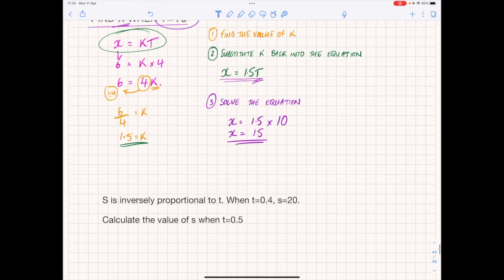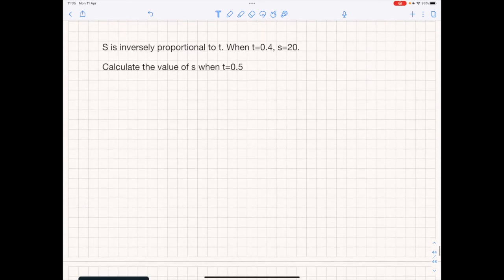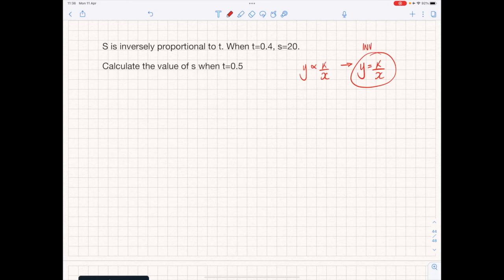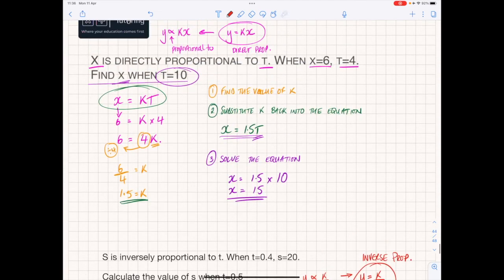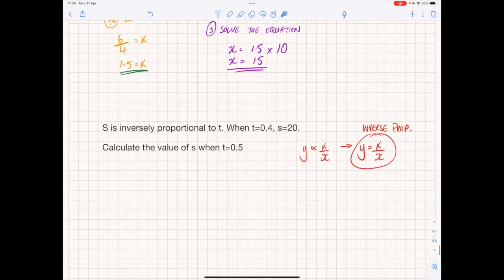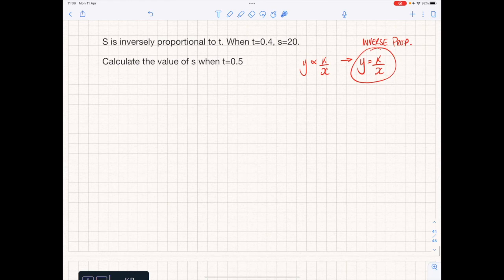Okay, so now let's look at inverse proportion. So here's an example of an inverse proportion question. What we're saying here is that instead of using y equals kx, we're saying y is inversely proportional to x, so we can also write this as y equals k over x. Okay, this is your inverse proportion. So these are the two formulas that you need to remember. You need to remember this one up here, y equals kx, and you need to remember this one here, y equals k over x.